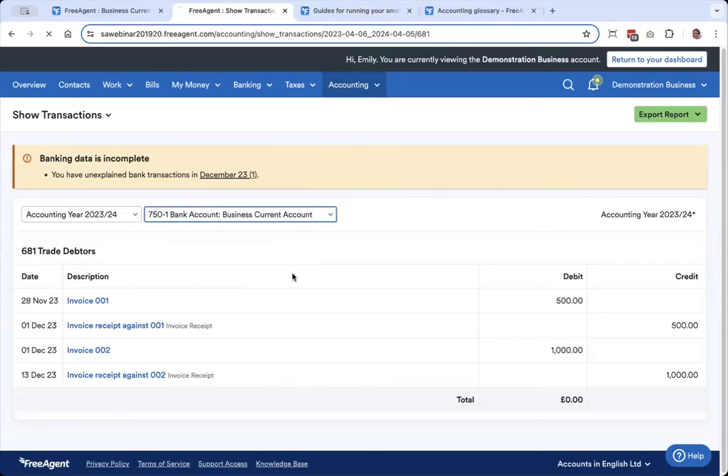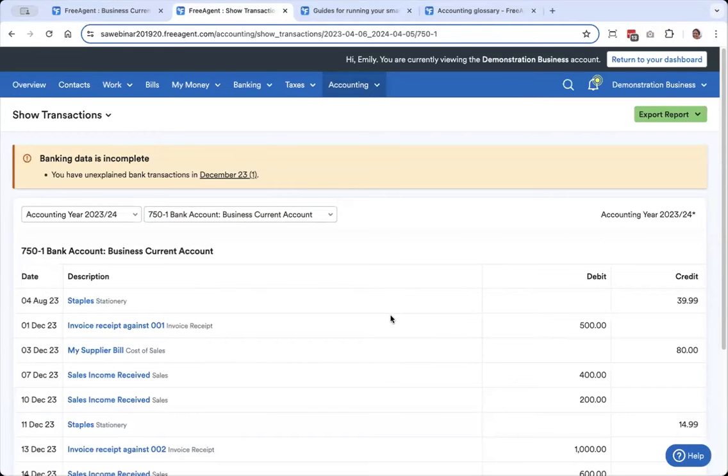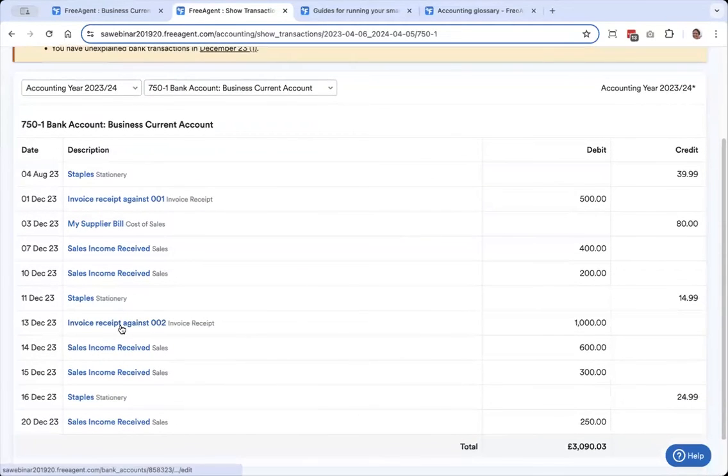The opposite side of that entry is going to be here, my bank account. So you see there, I've got an invoice receipt against invoice number 2 for £1,000. See there that it's a debit. Equal and opposite entry for what got posted to trade debtors. We credited trade debtors because we're saying we're reducing the value of what our customers owe us. We're also debiting our bank account. We must have an equal and opposite debit for a credit entry. That's how the rules of double entry work.